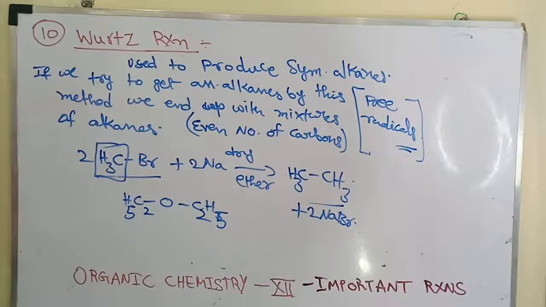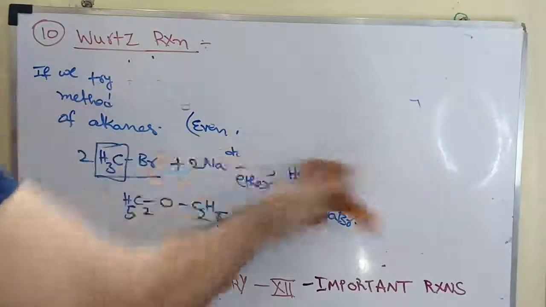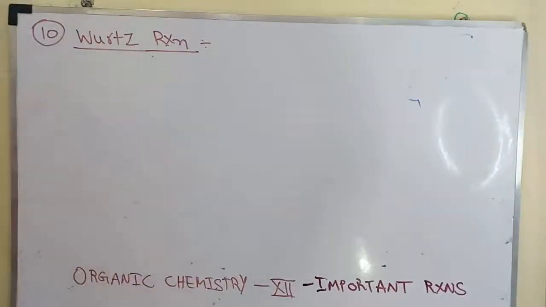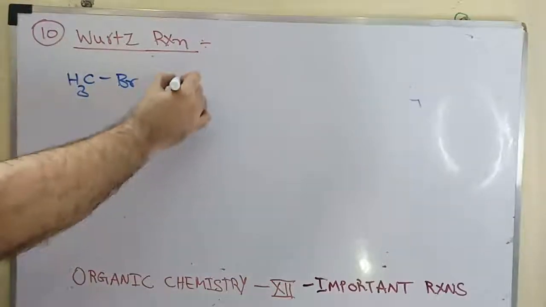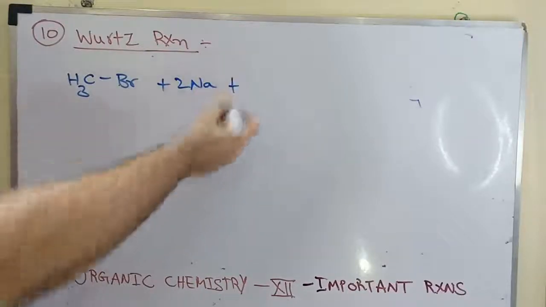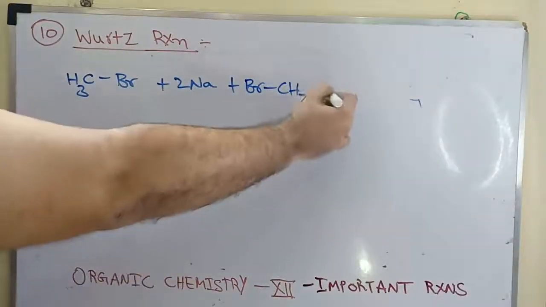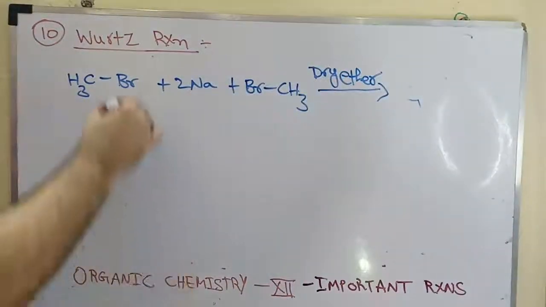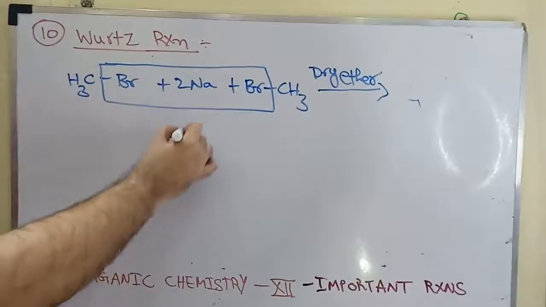There's a trick to remember this reaction. I'll present you the trick, and I'll solve two reactions for you. This is how symmetric alkanes are produced. If you watch the trick, it's very easy to remember. So how to do this? Let us see. CH3Br plus 2Na, like this, and again BrCH3, like this, and on the arrow you write dry ether. Then we put a bracket like this. You have to write like this and then join these two ends.